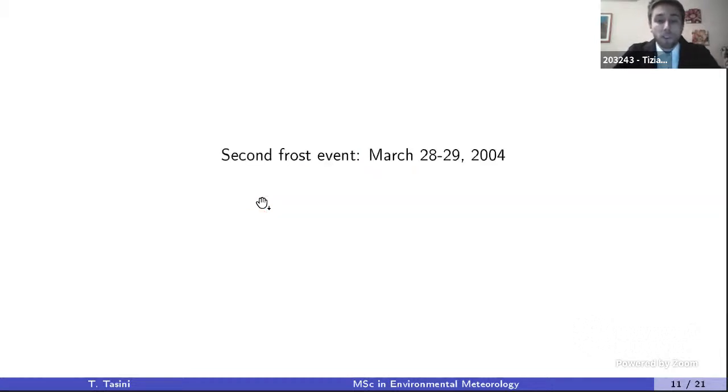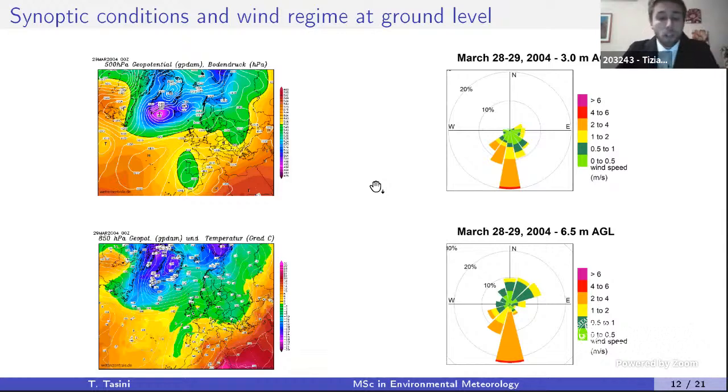Then the second frost event occurred on March 28, 29, 2004. Like before, all the following charts consider a 24-hour time window. In this case, from midday on March 28 to midday on March 29. So, synoptic conditions. On top left, the geopotential map at 500 hectopascal with a high pressure system over North Italy of 1020 hectopascal is present, providing clear skies and stable conditions.